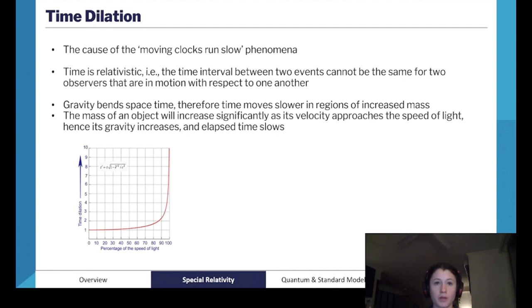So, gravity bends space-time. Therefore, time moves slower in regions of increased mass. The mass of an object will increase significantly as its velocity approaches the speed of light. Hence, its gravity increases and elapsed time slows.